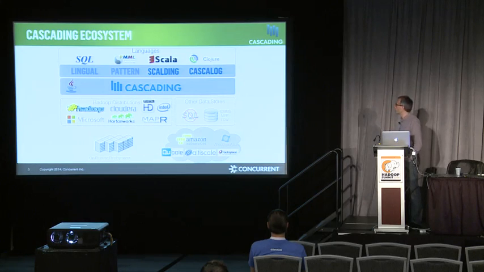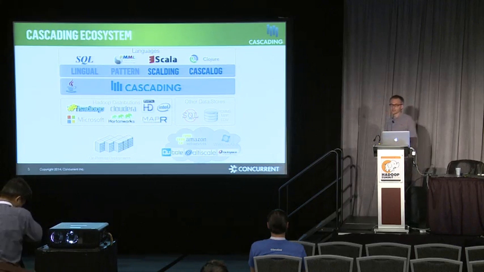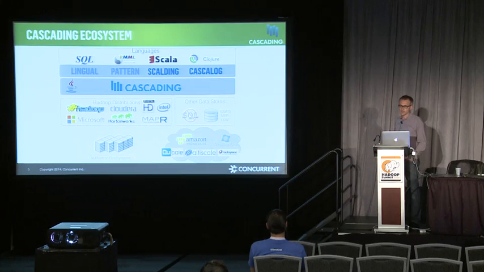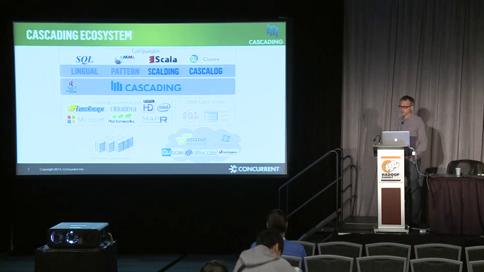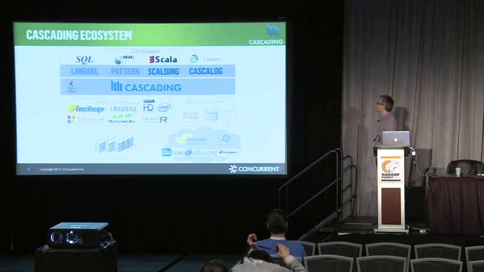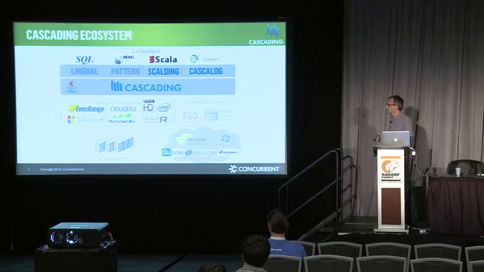On top of the framework, we have a few other projects. Lingual adds ANSI SQL support to Cascading, so we have an ANSI SQL parser on top. Pattern, which I'm going to be talking more about, adds PMML support for scoring models. And then there are also what we call domain-specific language extensions to Cascading. Scalding is a popular one, developed by Twitter, where they did a Scala language binding for Cascading. And likewise, there's a project called Cascalog, with Clojure support.